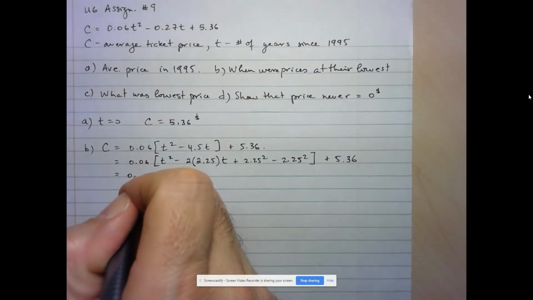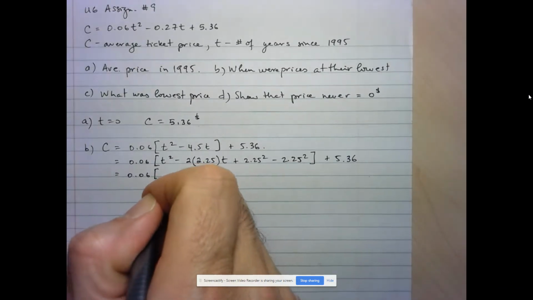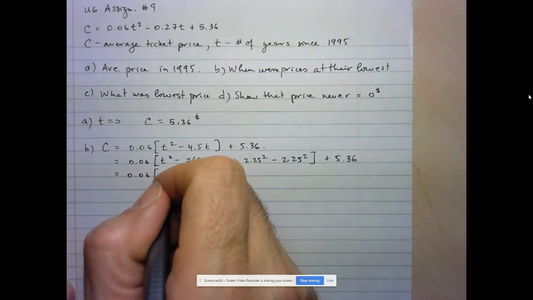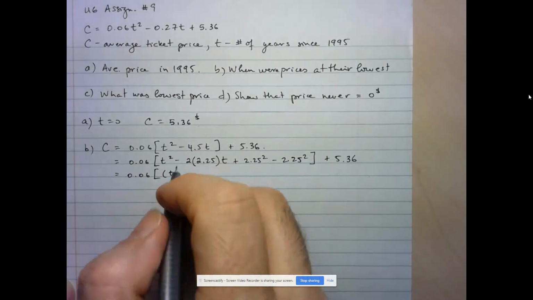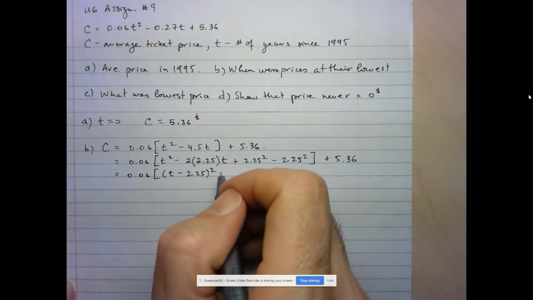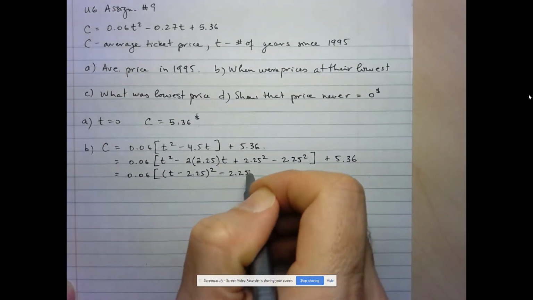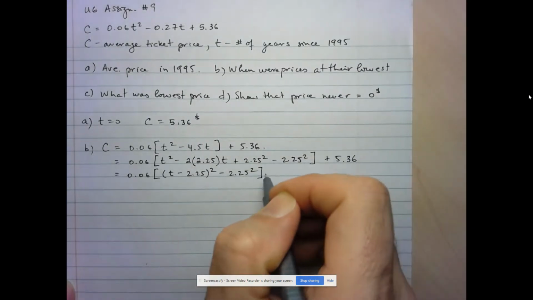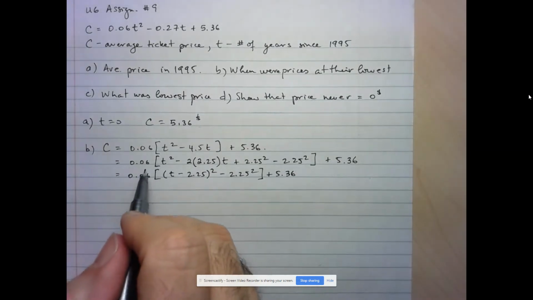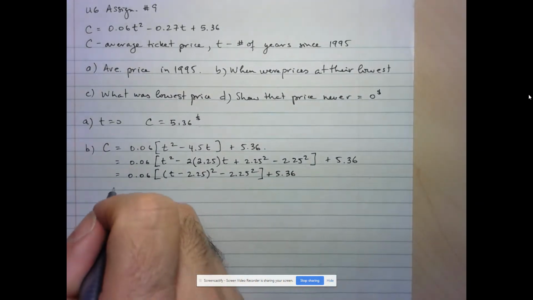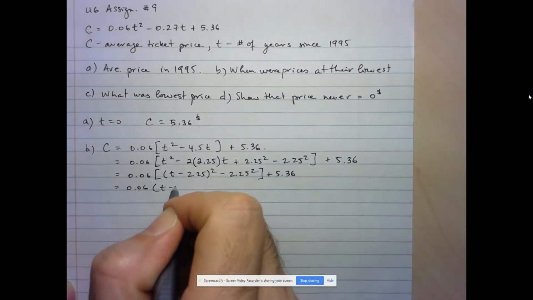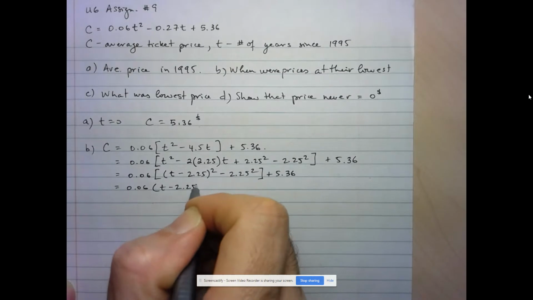The whole reason we do all this is so that the first 3 terms give us our perfect square. So the first 3 terms here are going to be t minus 2.25 squared, and then I'm still left with the minus 2.25 squared at the end. Next step is to distribute the 0.06 back into this square bracket. So the first part is 0.06 times the first expression, t minus 2.25 squared.